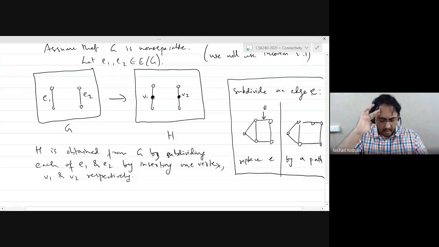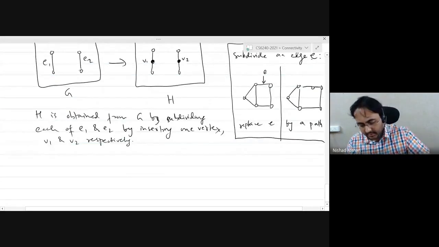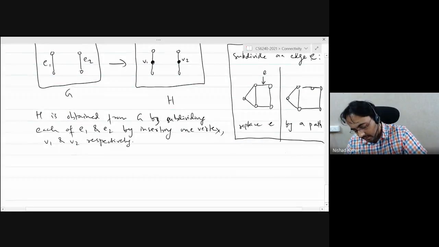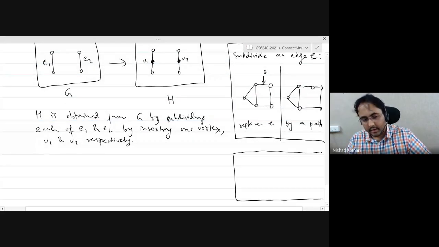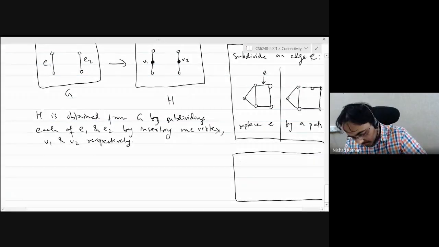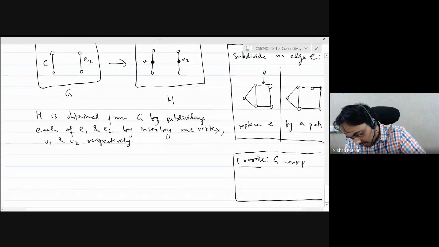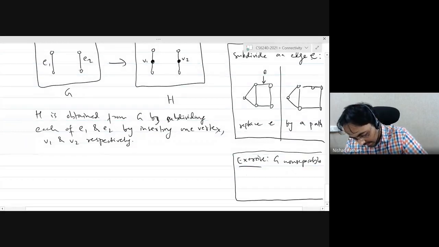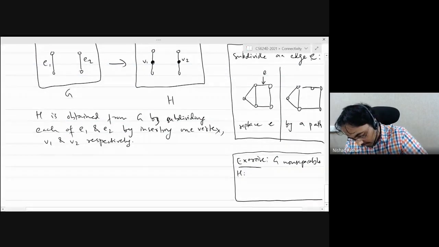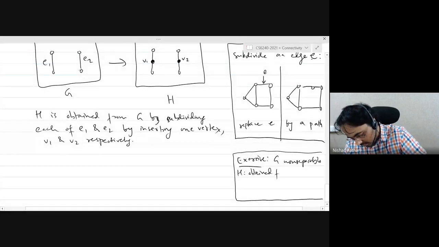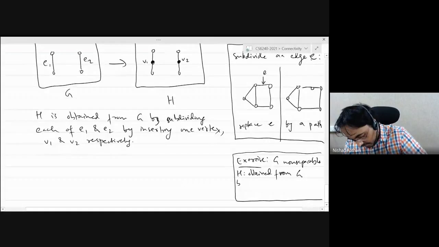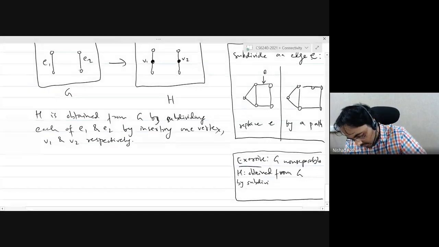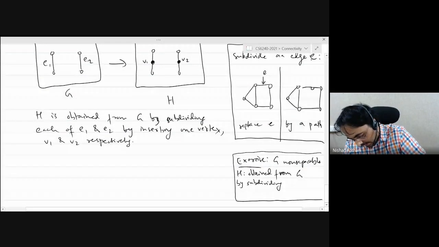Okay, and I'll give you one exercise. If you subdivide an edge, the resulting graph will also be non-separable. So this is an easy exercise. If G is non-separable and H is obtained from G by subdividing an edge.